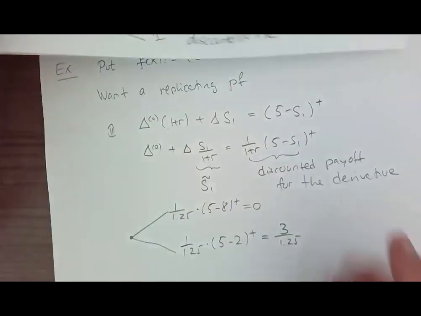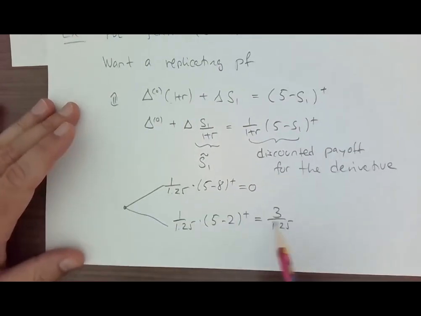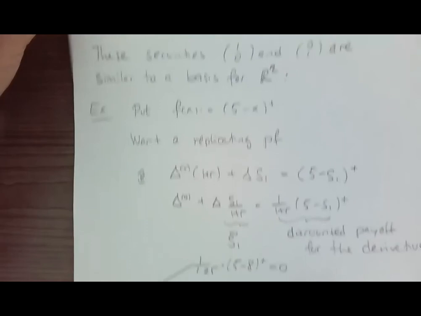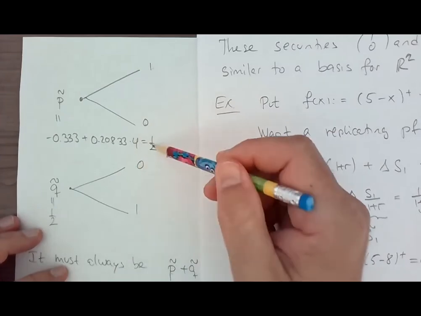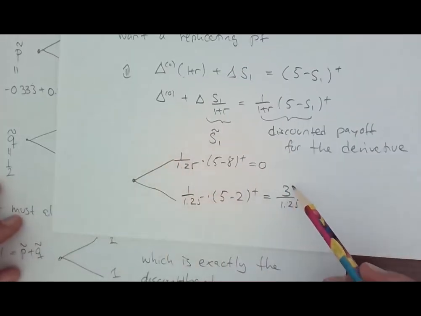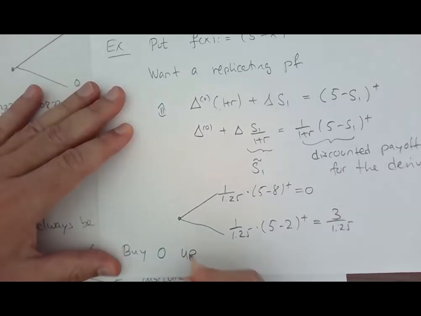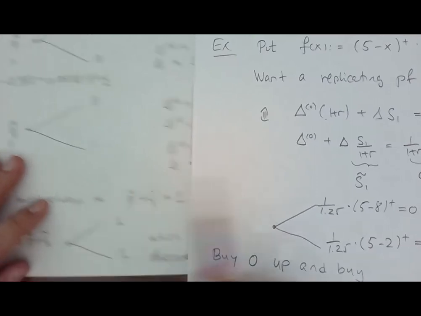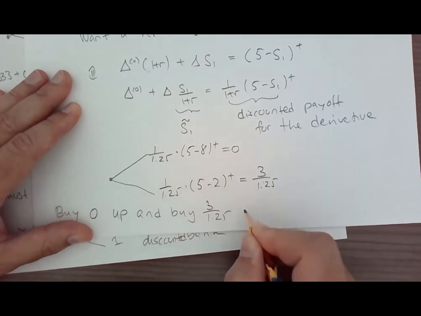And so what we have now is the payoff, and this is where it comes in to be like a basis. Because what do I need to buy? If I buy these two securities that we constructed, they pay out 1 and 0, and 0 and 1. So if I want to create this payoff, I should buy 0 up, and by how many of the down ones should I buy? Well, the down ones, they have a payoff of 1. So I should buy 3 divided by 1.25 down.